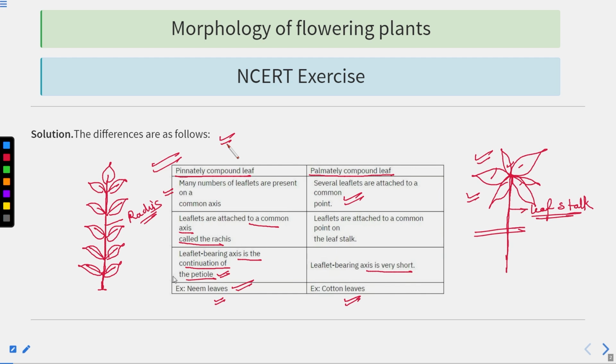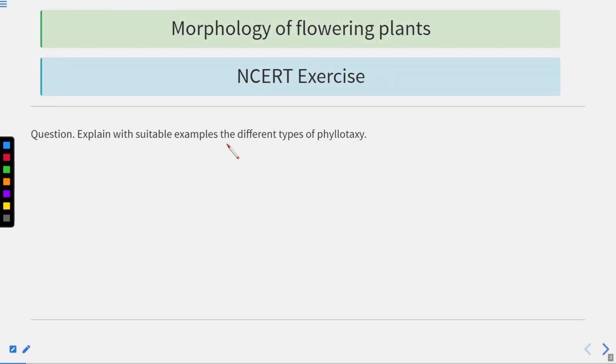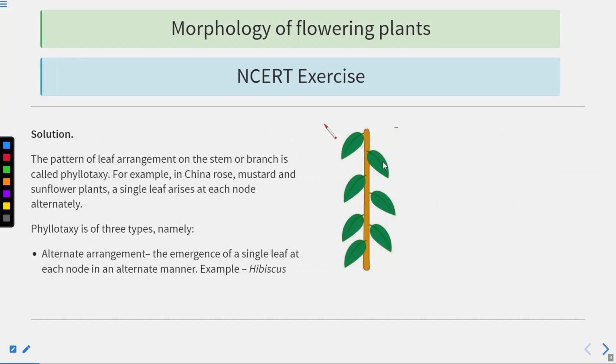Okay, so let us see our next question. Explain with suitable example different types of phyllotaxy. So what are the different types of phyllotaxy? Let us first understand what is phyllotaxy. The pattern of leaf arrangement on the stem or branch is called phyllotaxy. How the leaves are arranged on the axis is called phyllotaxy. So there are different arrangements of the leaves on the axis.